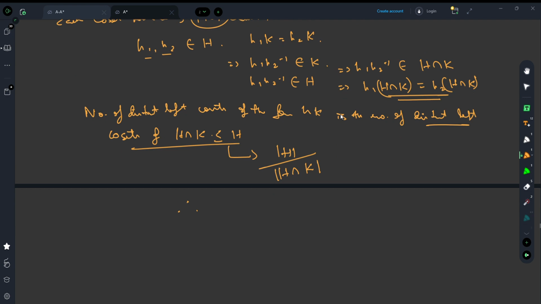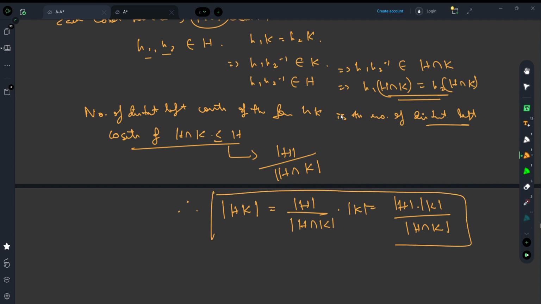So this precisely gives the answer that the order of HK is nothing but order of H by order of H intersection K times order of K. Or the other way of writing it is order of H times order of K divided by order of H intersection K. Got it?